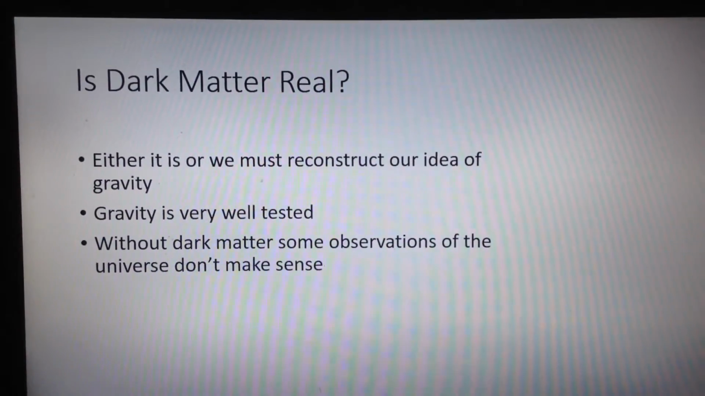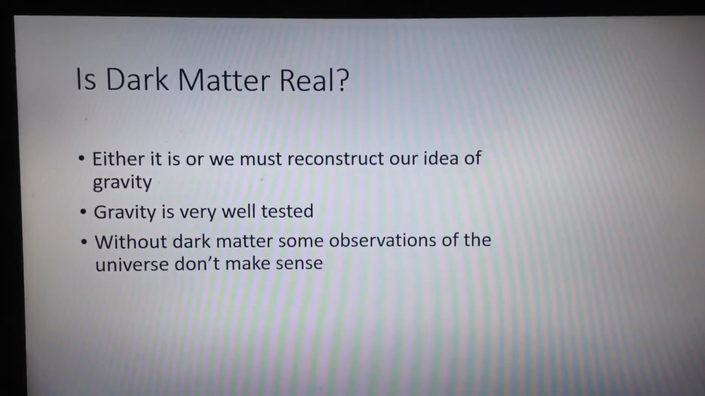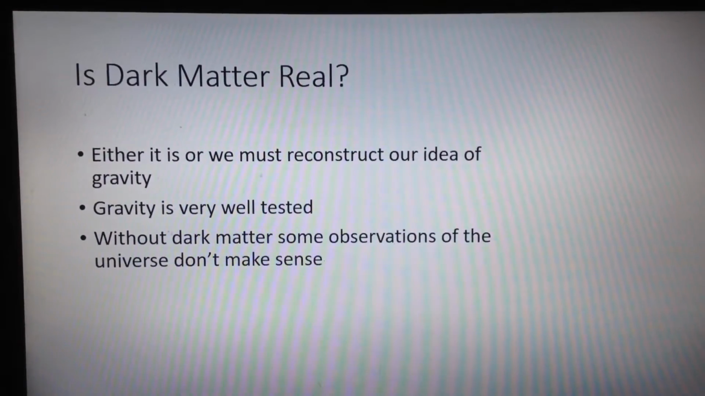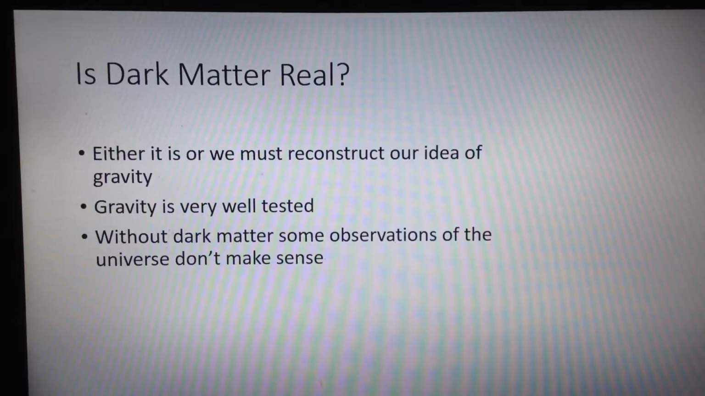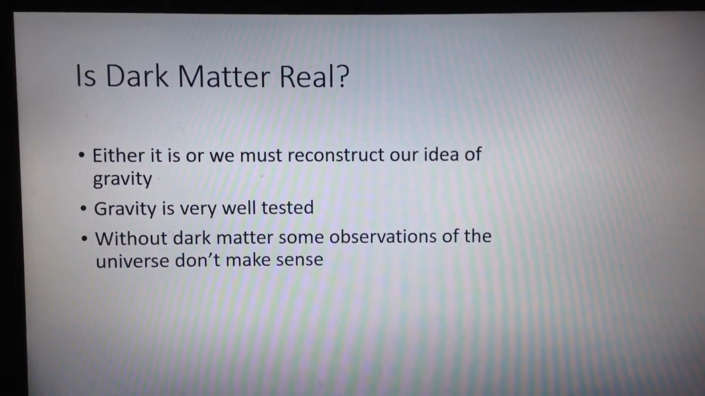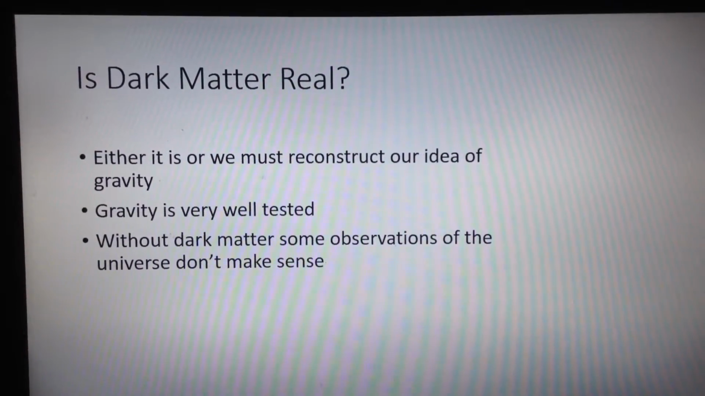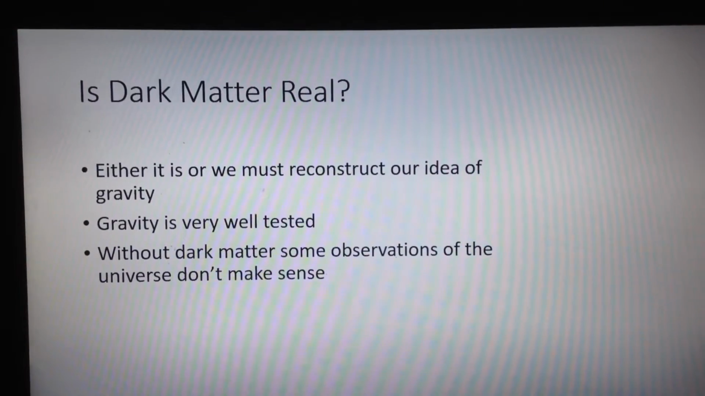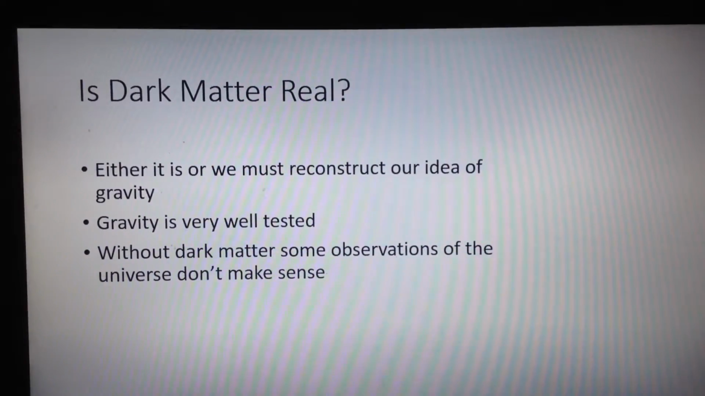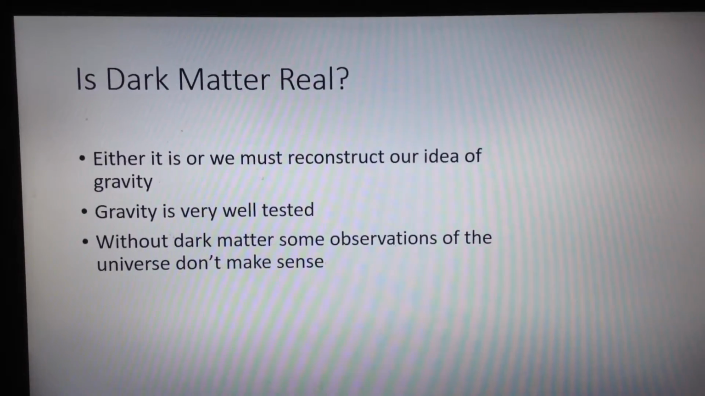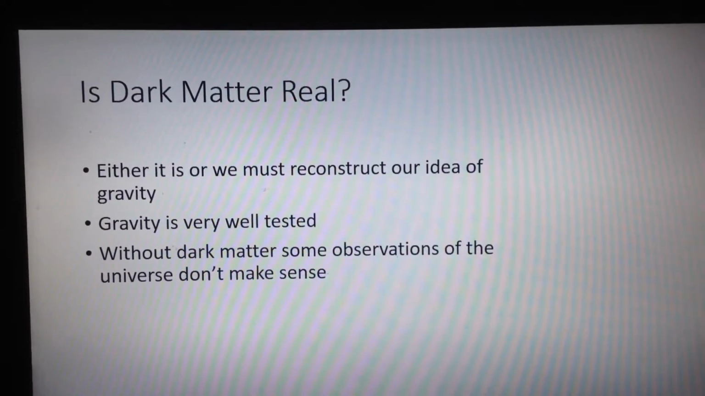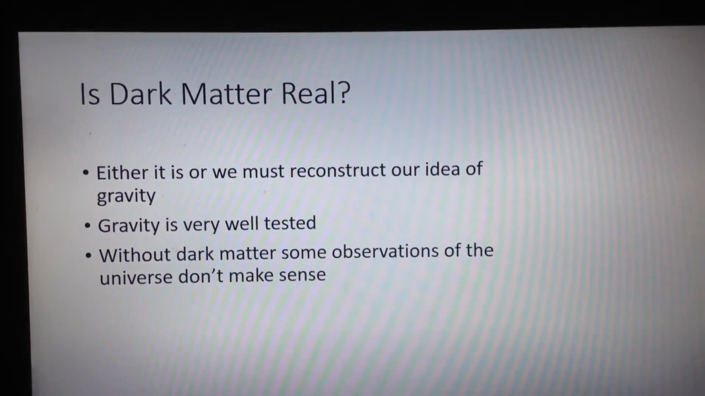Scientists either think that dark matter really exists and we are correctly assuming its effects on the universe, or if we are wrong about dark matter, then we have to be mistaken with our understanding of gravity. Since gravity is very well tested, they believe that they are under the correct assumption. They also believe that without dark matter, some observations don't make sense.